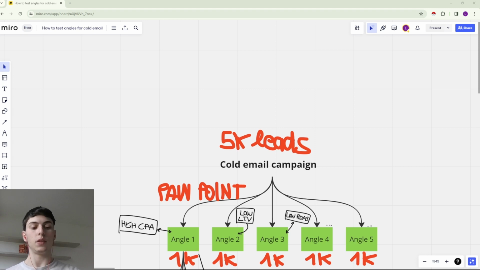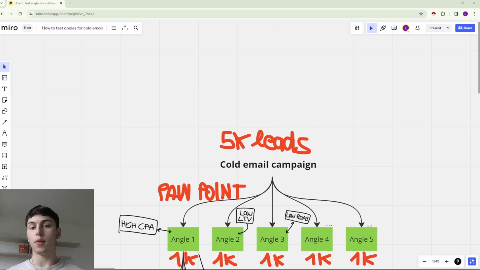And so the only instance where you don't need to split test angles in your cold email campaign is if you know exactly who you sell to, you know exactly who your ideal client profile is, you know exactly what resonates well with them, you know exactly the perfect angle, the perfect script that works the best for those people that you sell to. You know exactly what works well for them via cold outbound email, right?